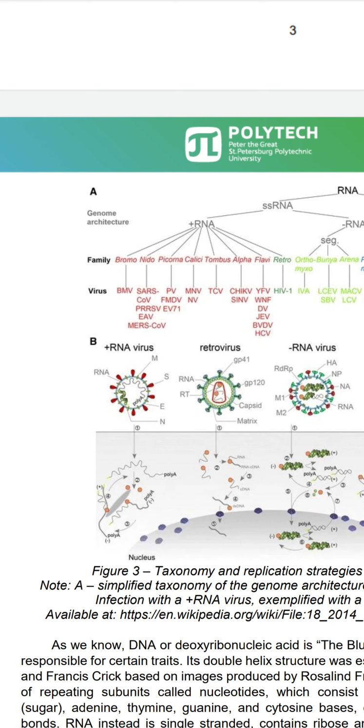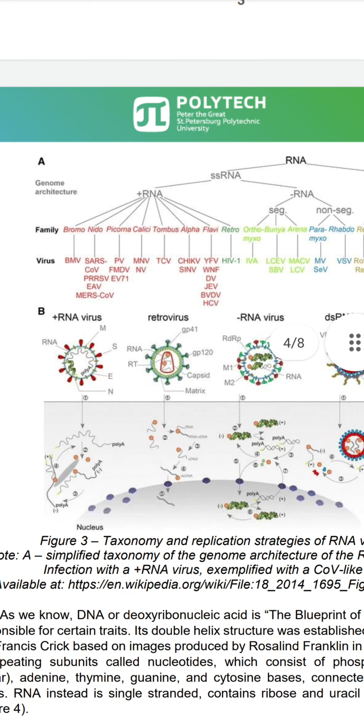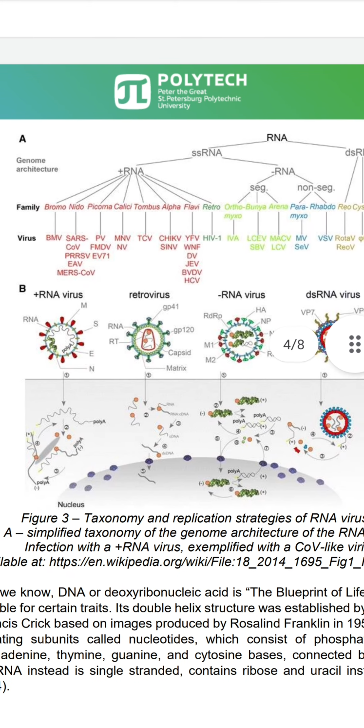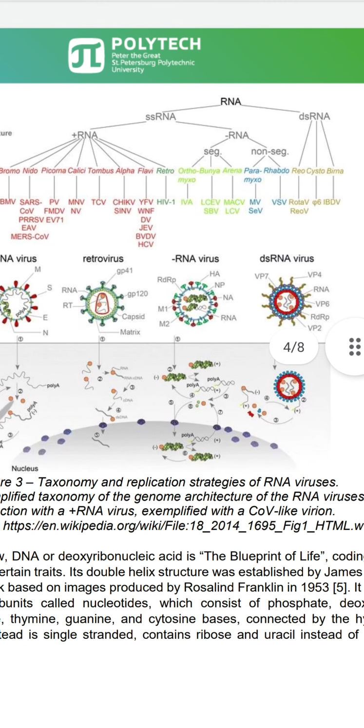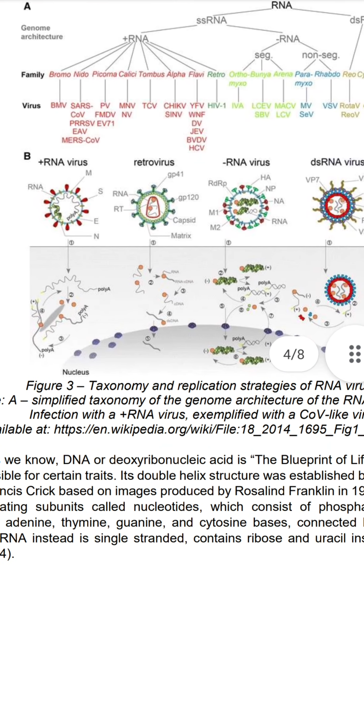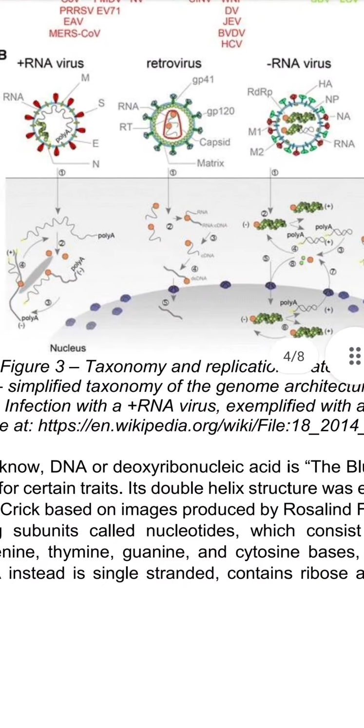In figure B, it's shown positive RNA virus, retrovirus with the capsid matrix, and negative RNA virus and dsRNA virus. It's very difficult for me now to understand the difference.